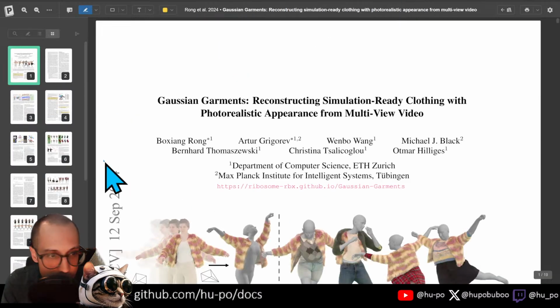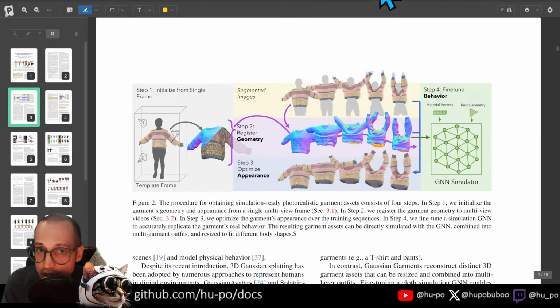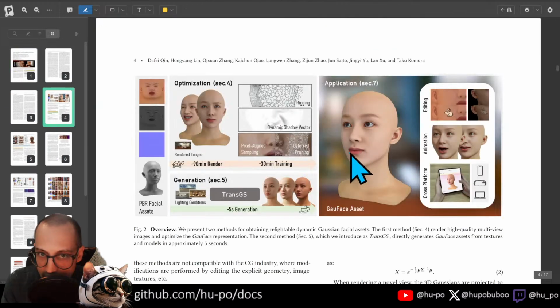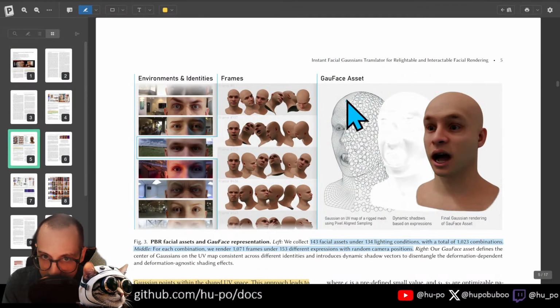What's a good picture of a mesh? Actually, this one is perfect. Meshes are this, right? You have a bunch of vertices that are all connected together, so you have to store effectively the connectivity between each of these. And then you also have to store the texture.